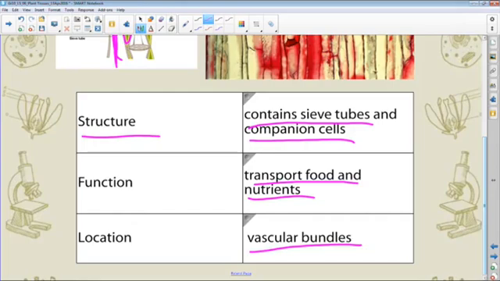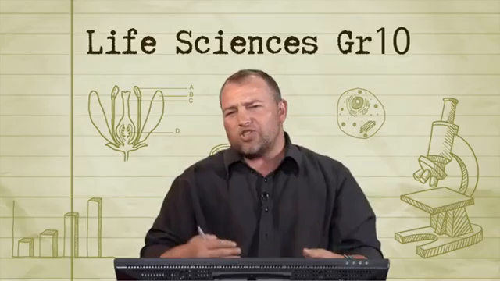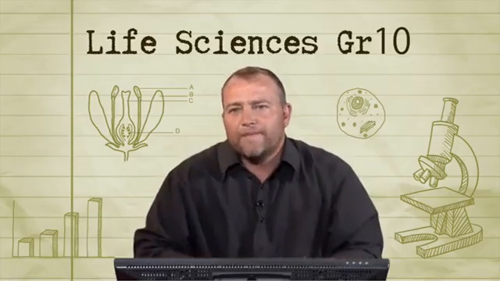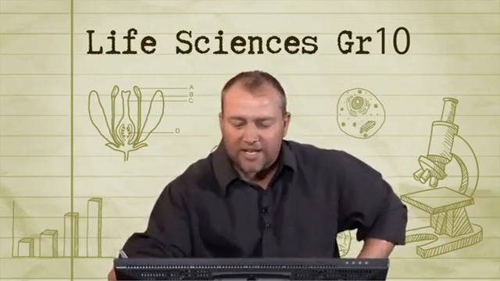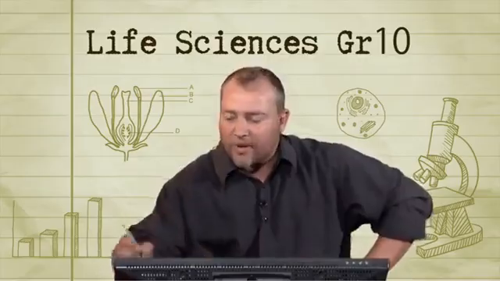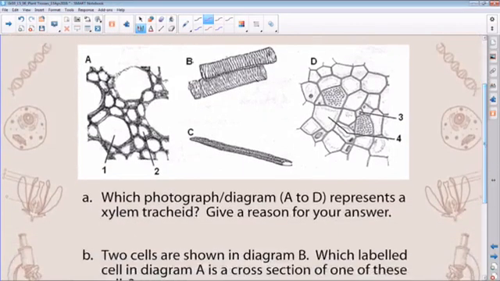Now, what I've done now is I've given you something that they might ask you. I'm not going to ask you because we don't have that much time. So I'm going to show you some of this. They'll give you a picture like this, and they will say to you, which photograph or diagram, A to D, represents a xylem trachea? Give reason for your answer. This is the type of questions they're going to ask you. And it's very, very difficult.